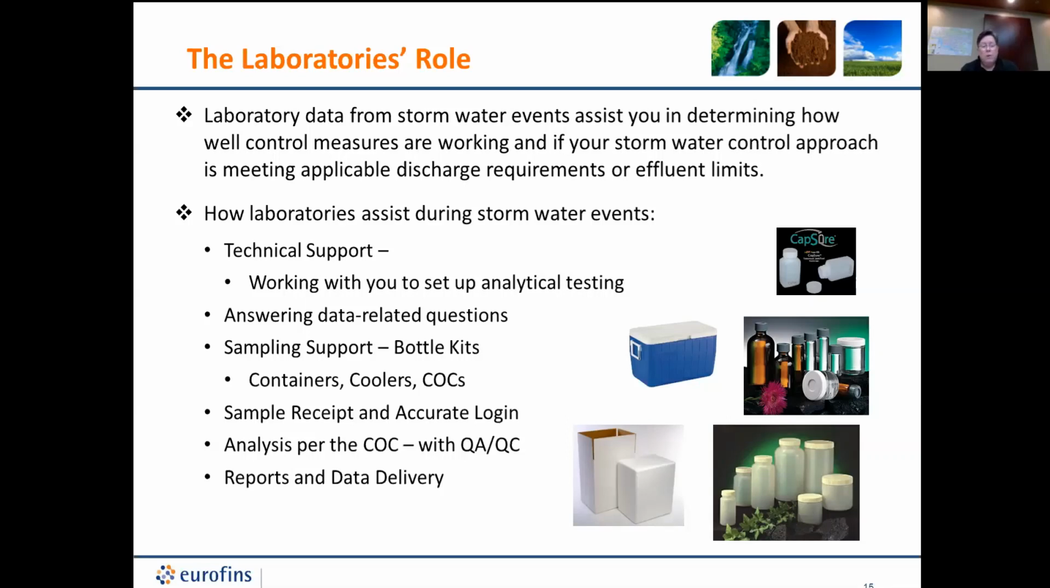We're going to provide you analysis per the chain of custody with that quality assurance and quality control data mentioned previously. This is what you're going to want to have from your lab. And you're going to have timely reports and data delivery that can come to you in multiple forms through our Total Access webpage. They can email it to you. They could mail it to you, I guess, if you wanted. But it's all there. It's full service for what you need for stormwater.